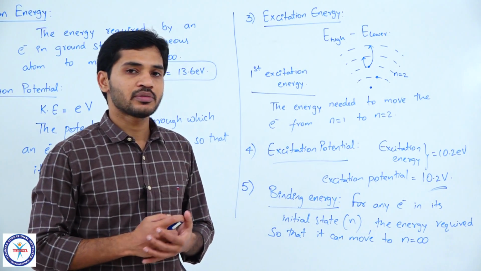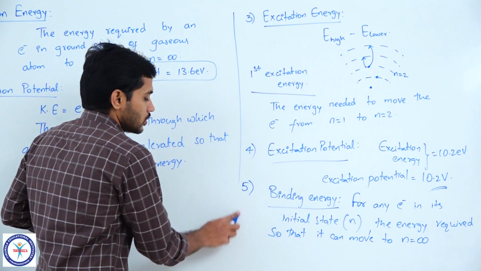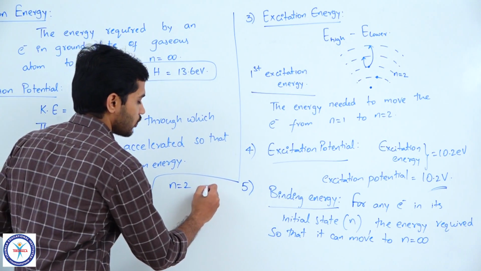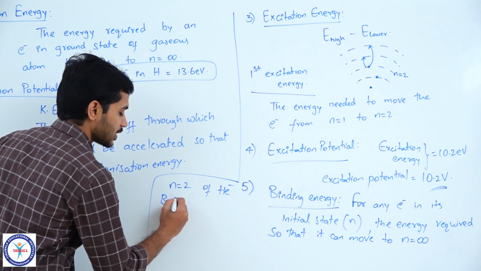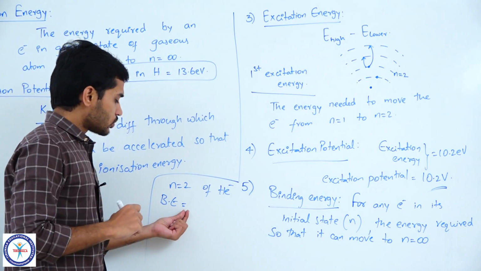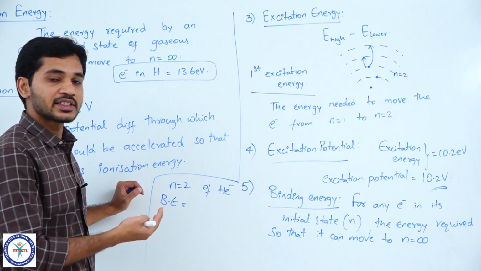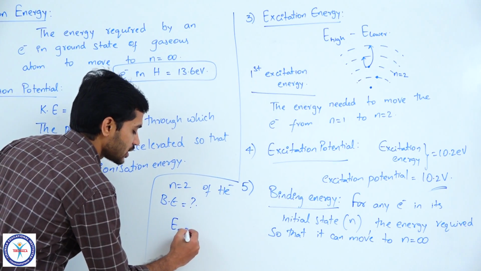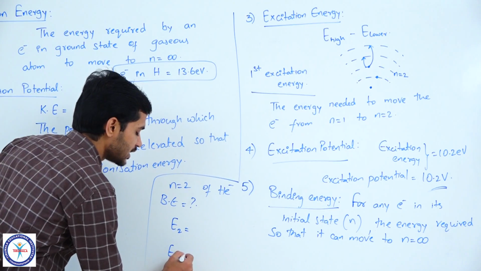So, can you tell me what would be the binding energy of an electron in n equal to 2 state of, let us consider, He plus? So, what is the binding energy of this electron? Let us find the value of that. We can directly write the expression here. Let us calculate its energy first. I will first find the energy of that electron in the second state, n equal to 2, and then I will find the energy of the electron at the infinity state.